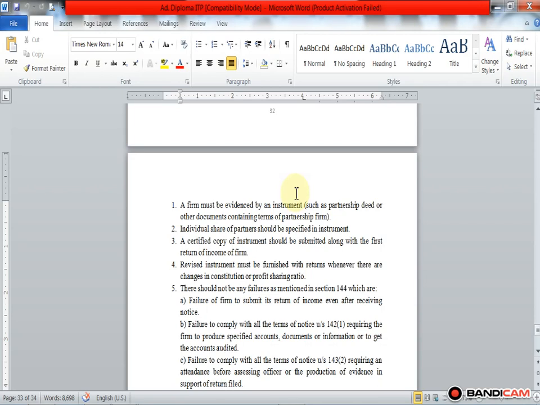Fourth, a revised instrument must be furnished with returns whenever there are changes in constitution or profit sharing ratio. In case of changes in the agreement or instrument, the firm will furnish this information while filing the income tax return. For example, changes in the constitution of the firm or changes in the profit sharing ratio of the partners. The firm can furnish all the instruments or agreements changed by the partners at the time of filing the income tax return.